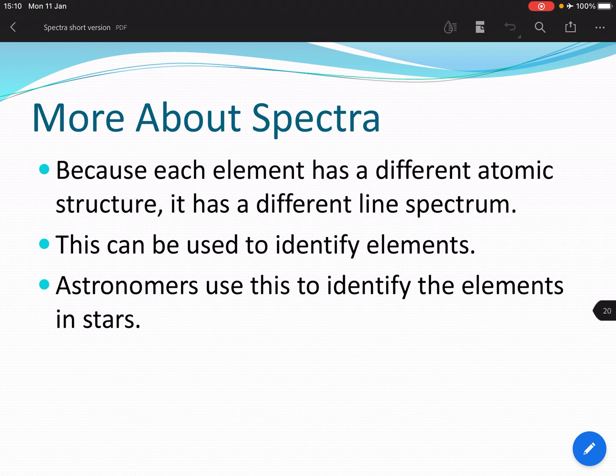So each element has got a different atomic structure. And because each element's got a different atomic structure, that basically means that the electrons in that element are all arranged differently on the different energy levels. So whether they're on the ground state, the first energy level, the second energy level, excited level, third excited level, and so on. They're all in different places because they've all got different numbers of electrons.